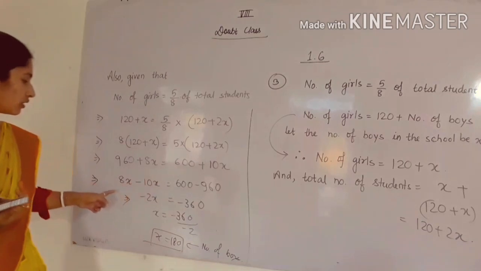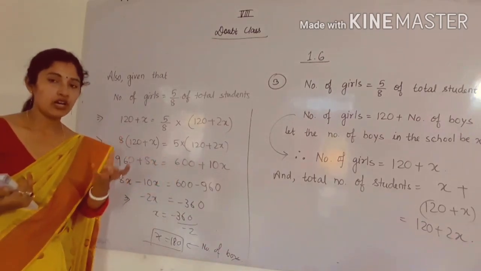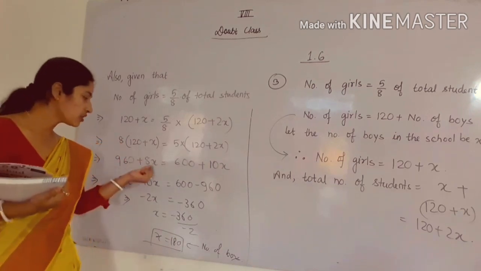Okay, so now you have to transfer and collect the like terms. So what are like terms? X, x.